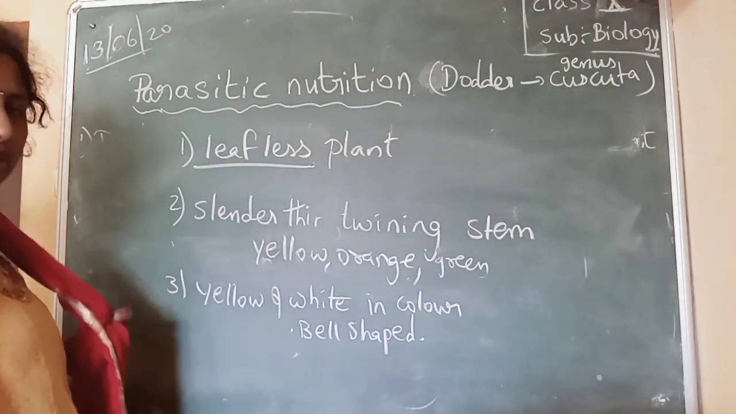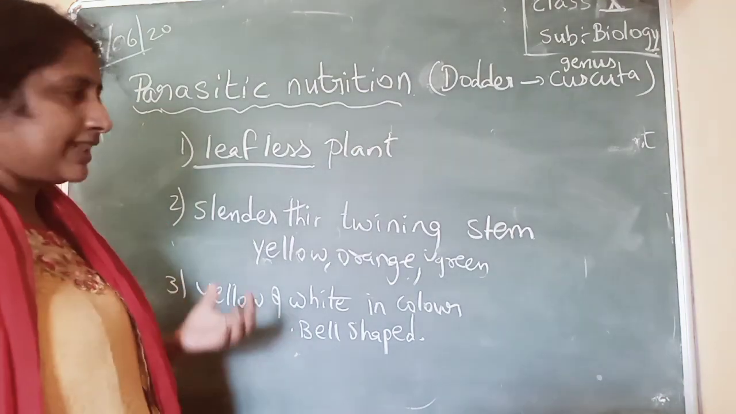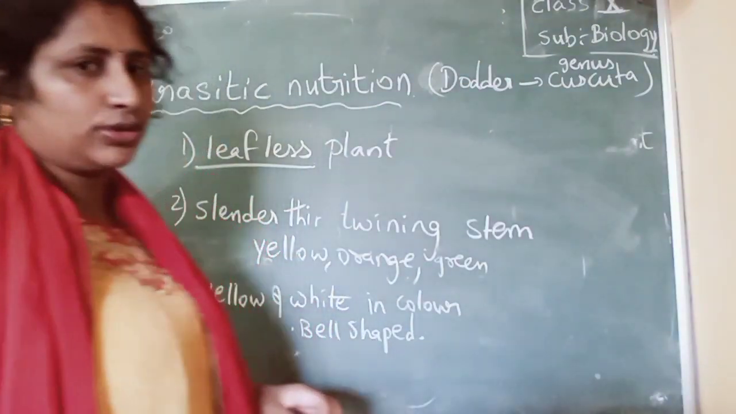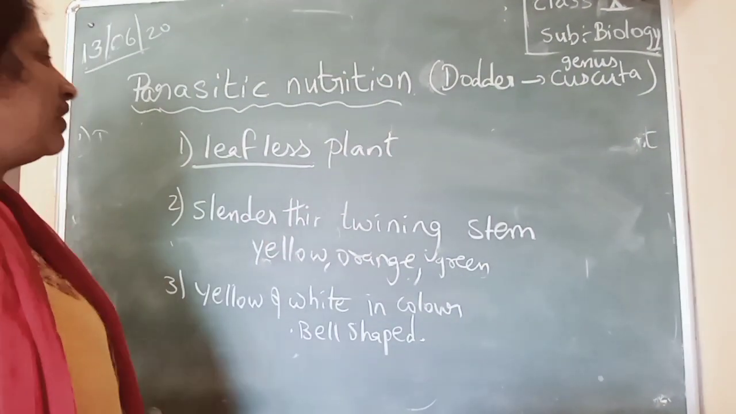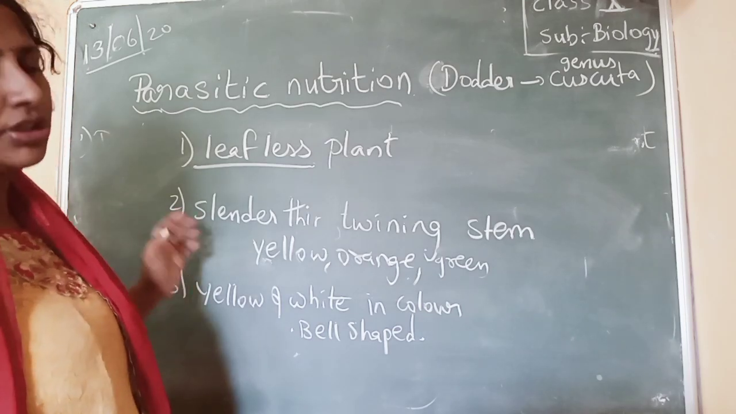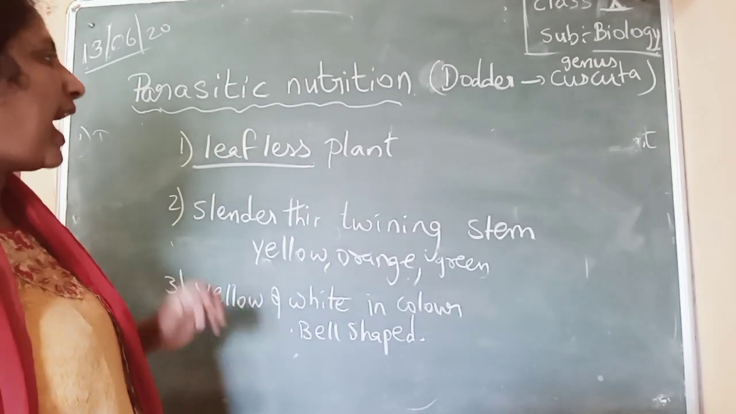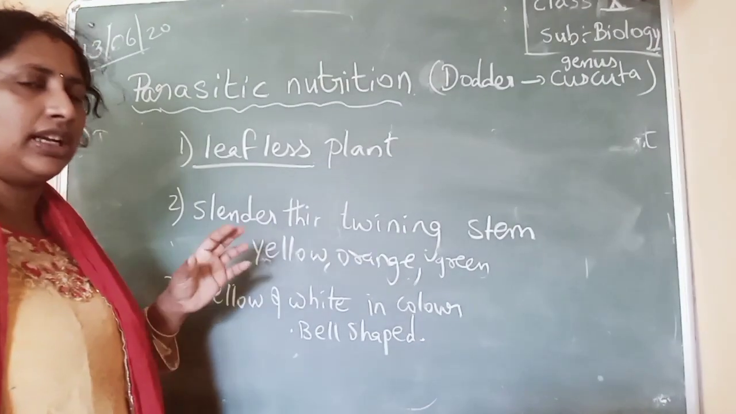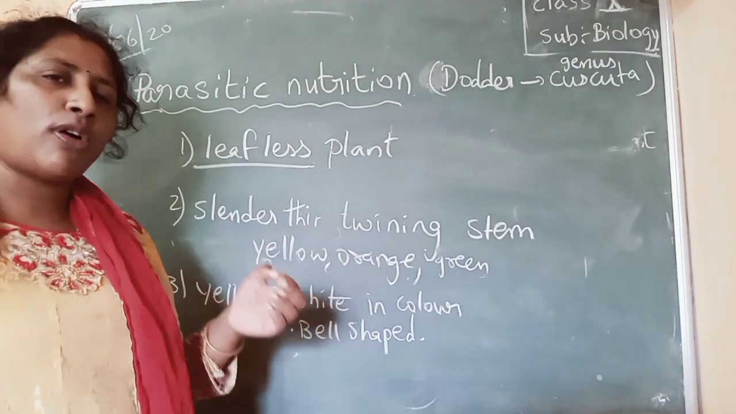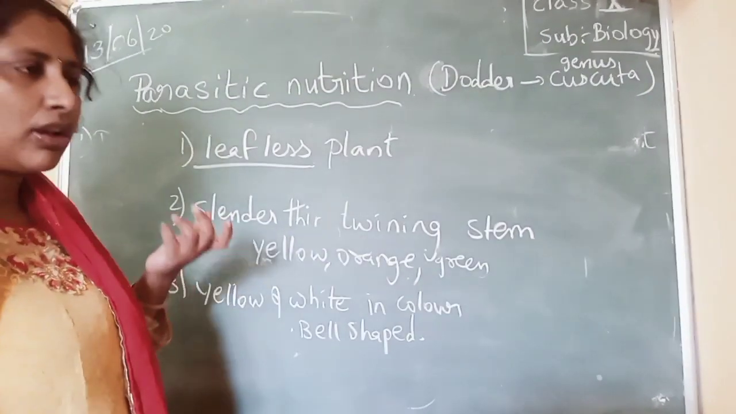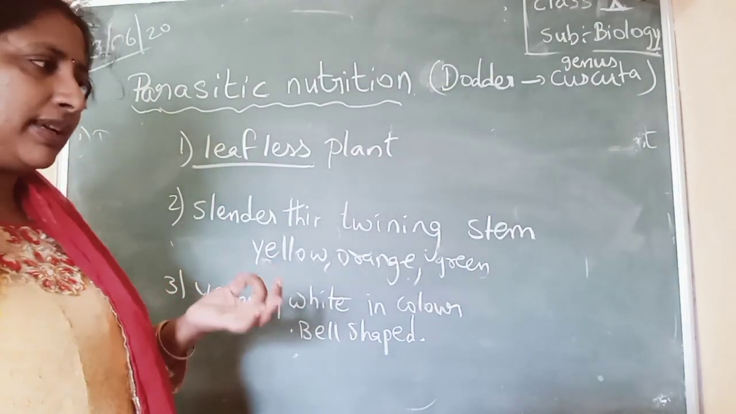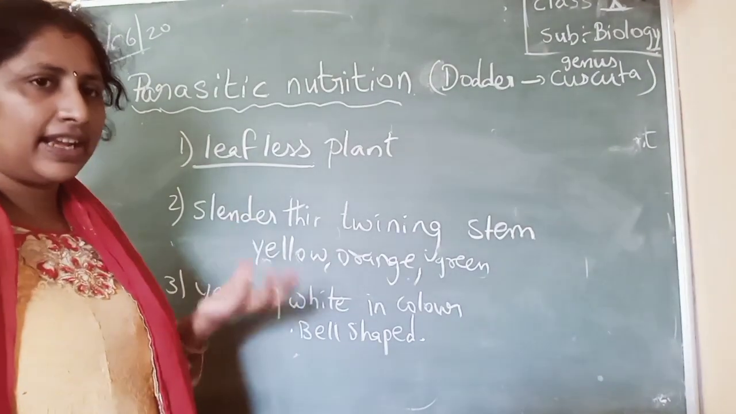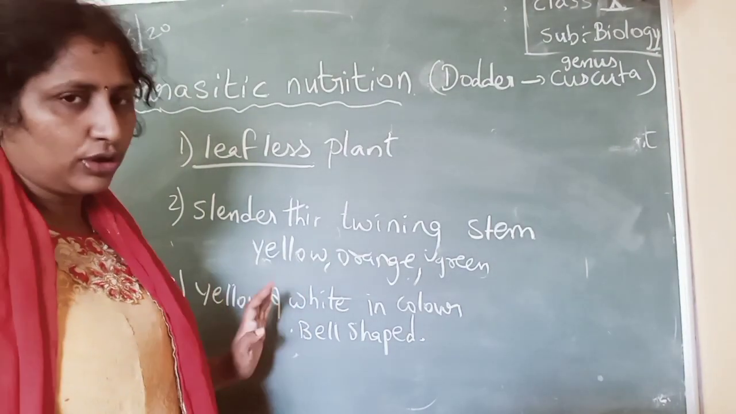Now we will recap once. Dodder is the plant belonging to the genus Cuscuta. The plants which belong to the Cuscuta genus have no leaves, meaning they are leafless plants. The leaves are very reduced, reduced into small spine-like structures. They are not exactly like spines, but you can call them spines. The leaves are reduced and they have no chlorophyll.